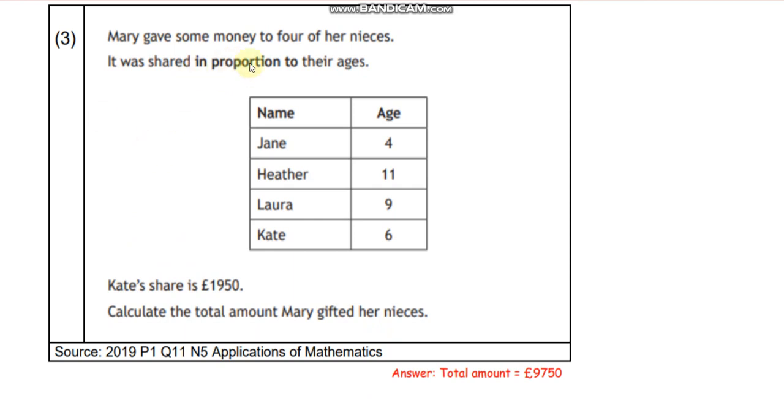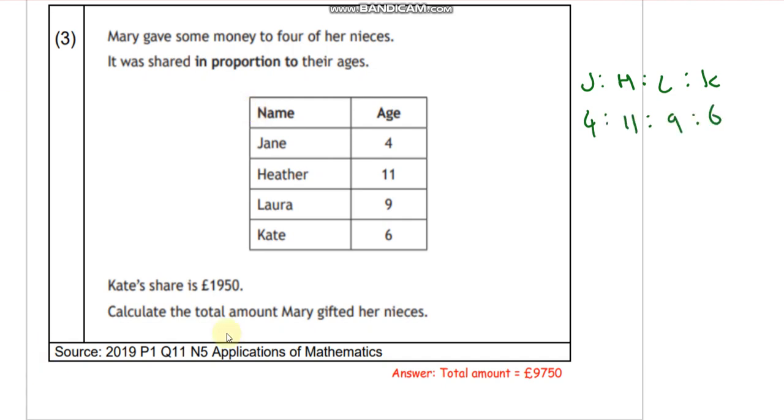So there's a clue there, in proportion to. So what I would do here is I would say that we've got Jane, we've got Heather, we've got Laura, and we've got Kate. Very good. I'm just going to write down their ages next to them. So they're 4, 11, 9, and 6. And they've been given money from their granny, presumably, or somebody, and it's in proportion to their ages.